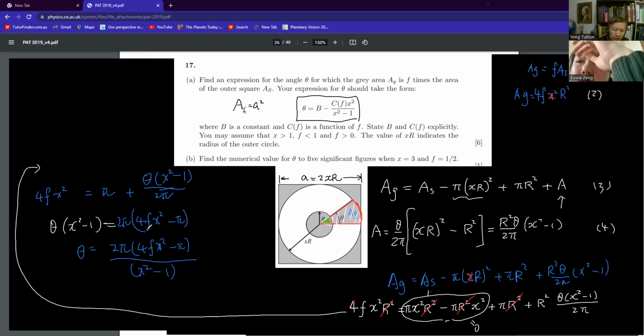Another thing you have to make sure is that B is a constant. C(f) is a function of f. We get a C(f), but state B and C(f) explicitly. So you have to work out what is A, what is capital B, what is C. We nearly need to move the x squared out. Sometime next time you can work it out again.